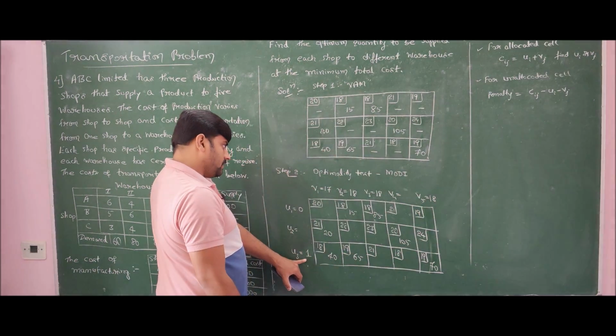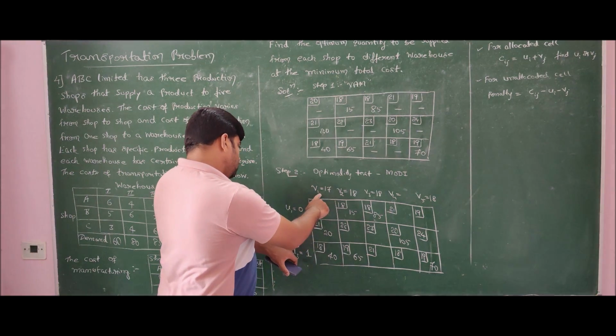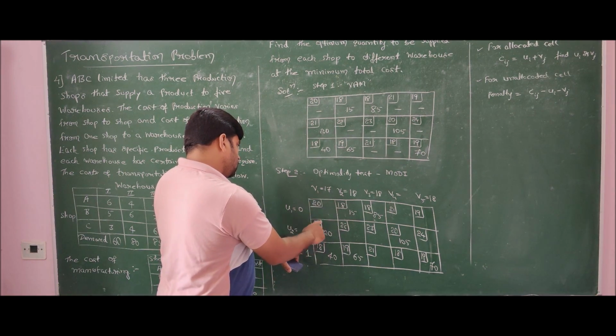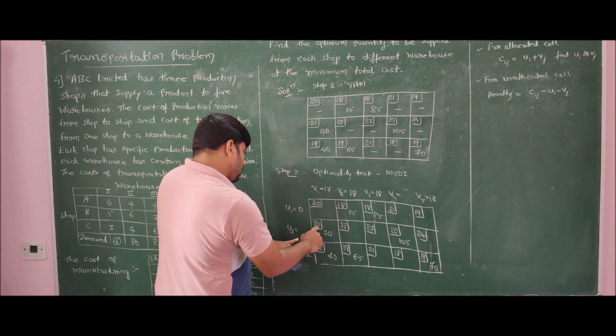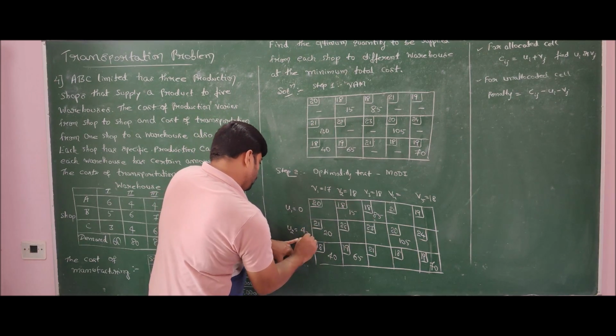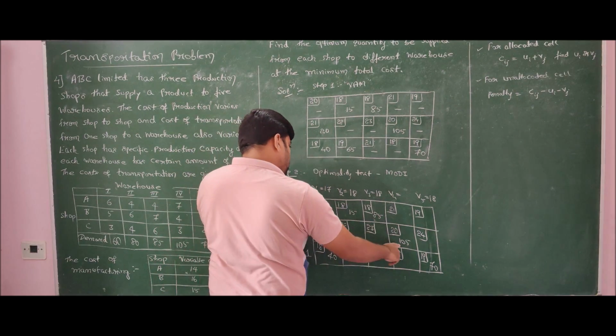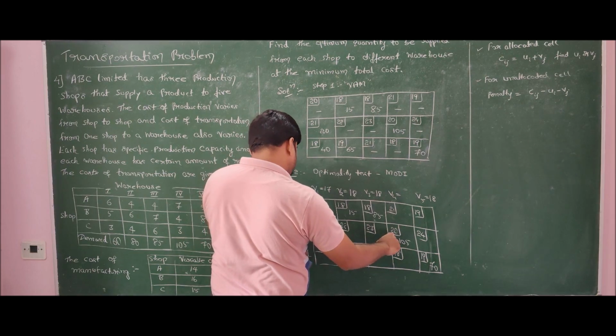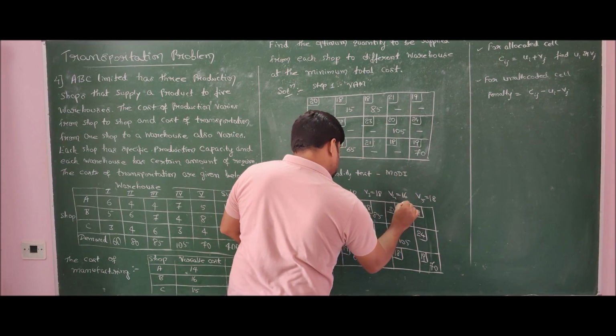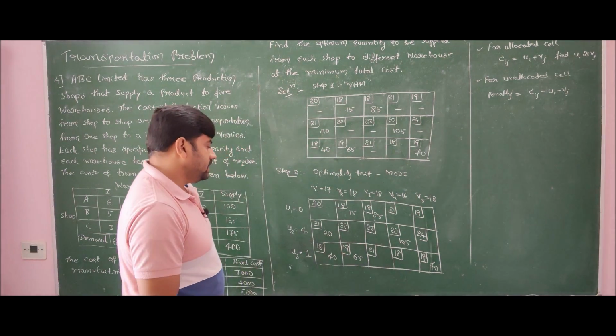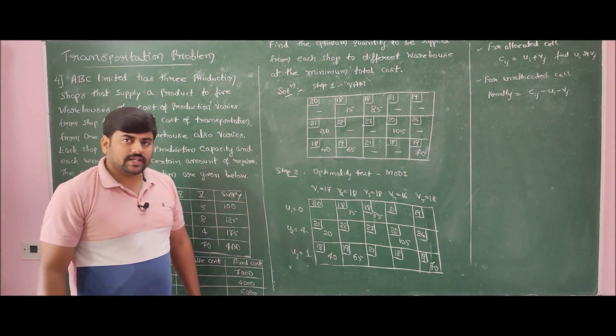Next, since v1 is known, here I have allocation, so v1 is 17, cost is 21, remaining is 4. Since we have allocation here, cost is 20, v4 should be 16. 16 plus 4 is 20. So I calculated the values of u's and v's.